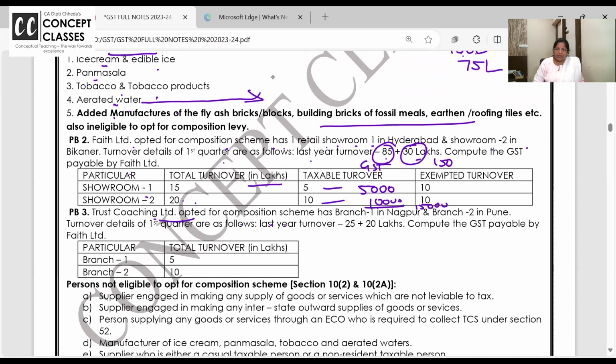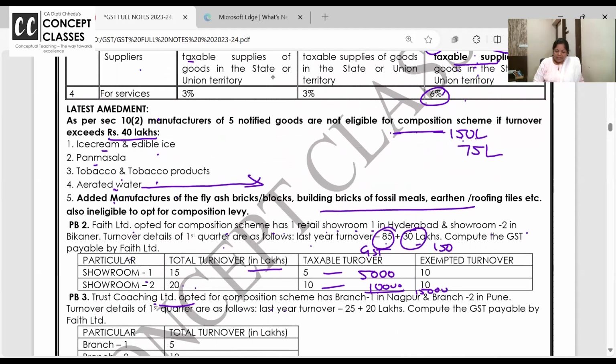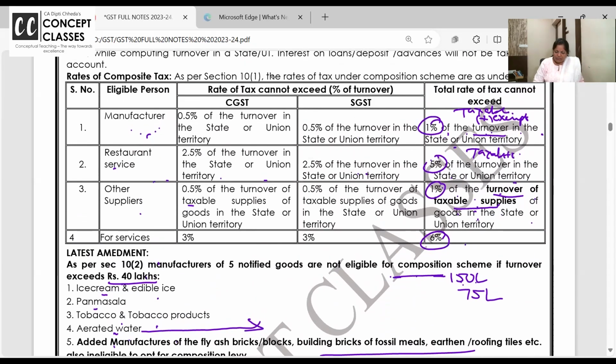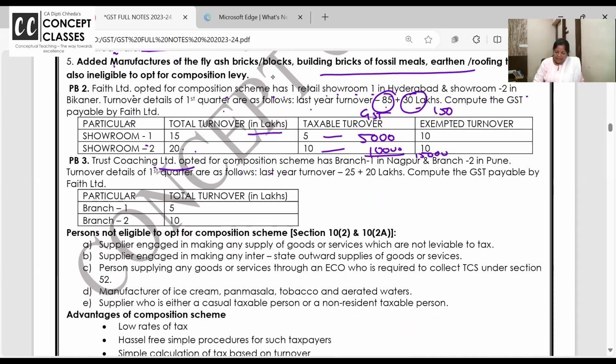Now coaching, which category do they fall in? Services. Services, if you want to go composition, will you go 1%? No. 5%? No. Other supplies? No. 6%. आ गया. चलो चलते हैं.